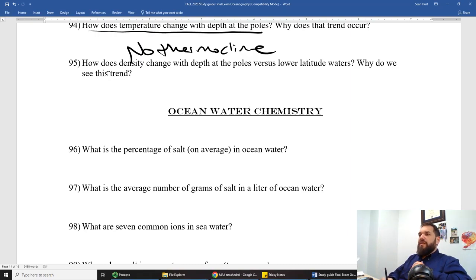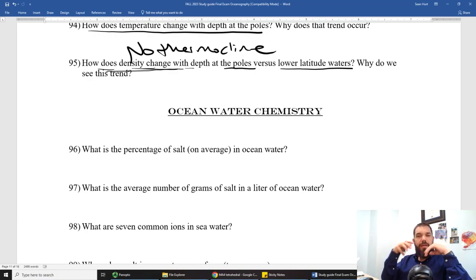Now, 95, how does density change with depth at the poles versus low latitude waters? Okay, so why do we see that trend? At the poles, there's actually no pycnocline. Pycnocline is the change in density with the change in depth. Just like there's no thermocline, there's no pycnocline either.